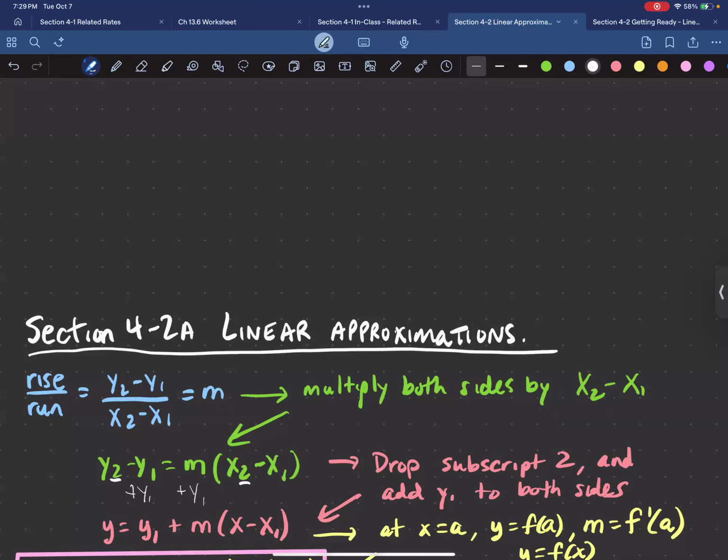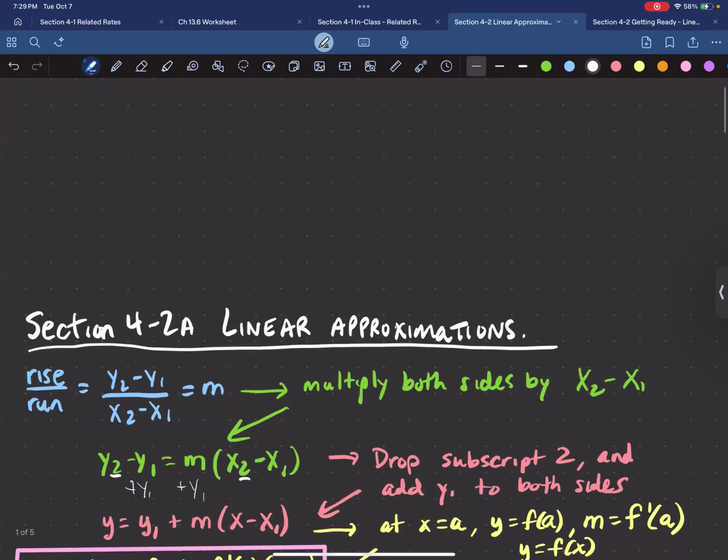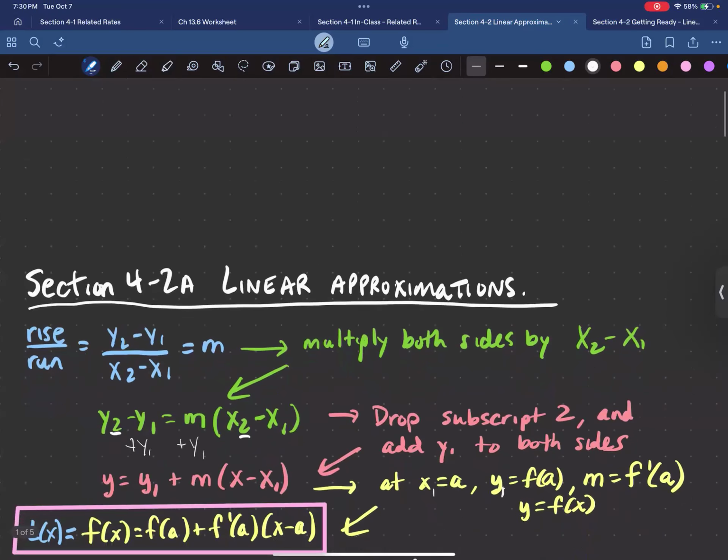If we look at y equals f of x, and we look at what's going on when x1 equals a, we get y1 is f of a, and m is going to be f prime of a. We could find the derivative there, bring some calculus into it. And we get f of x equals f of a plus f prime of a times x minus a, just making these substitutions in here.